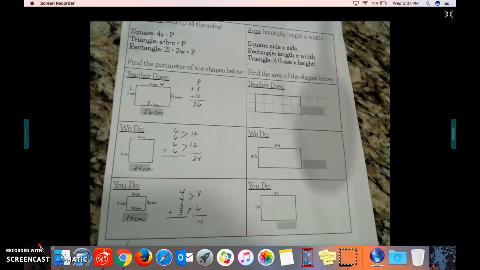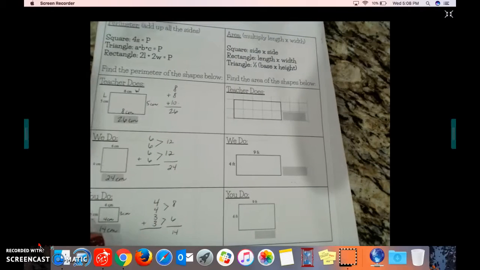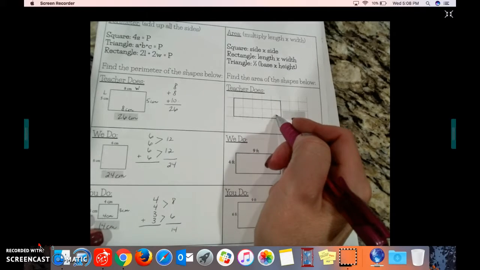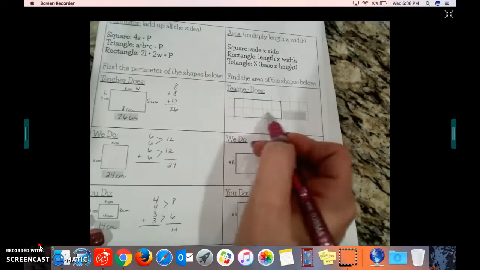Okay? So perimeter, we are adding up all the sides. It's the distance around the shape. It's the outside edge. Okay? We're moving over to the next column. The next column has to do with area. And when we are looking for area, we are looking for how much space is inside a shape. So I want to know how much space is on the inside.